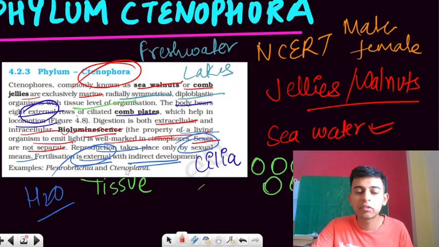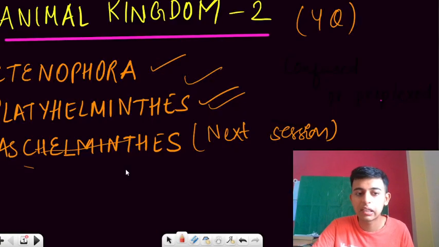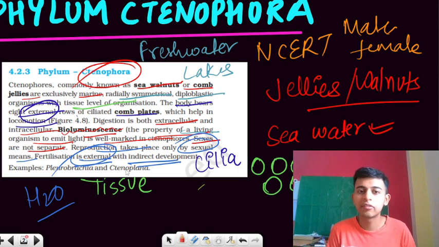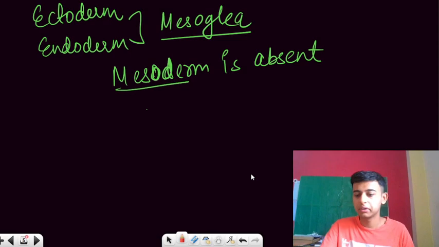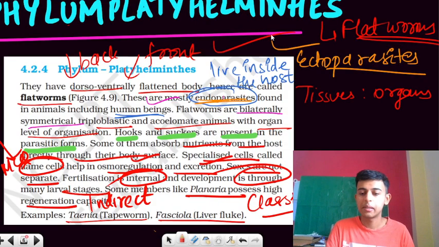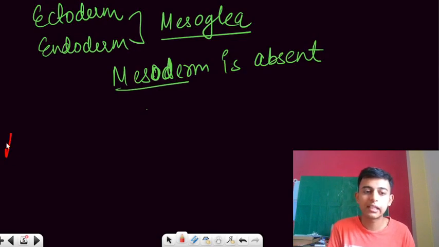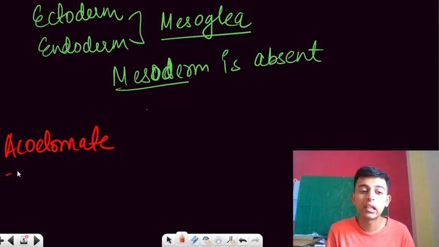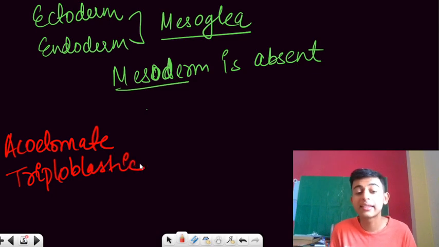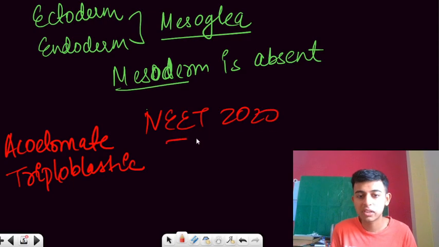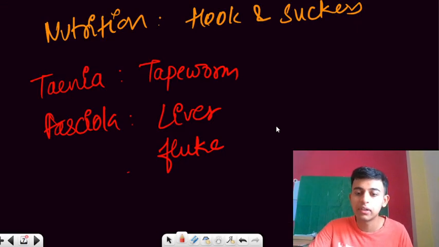We've covered both of them and यहाँ से जो भी PYQs आएंगे we will do in the next session. We've covered Ctenophora as well as we have covered Platyhelminthes. Platyhelminthes में याद रखना कि एसीलोमेट है, triploblastic है. These are small things which students get confused in. And यहाँ से NEET 2020 and MCQ was asked from Platyhelminthes, आप देख सकते हो over there.